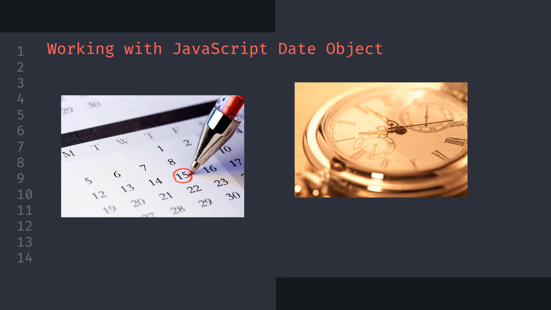We'll use JavaScript Date to get the current date and time. The getDay method helps us find the day of the week, while getHours, getMinutes, and getSeconds give us the time.